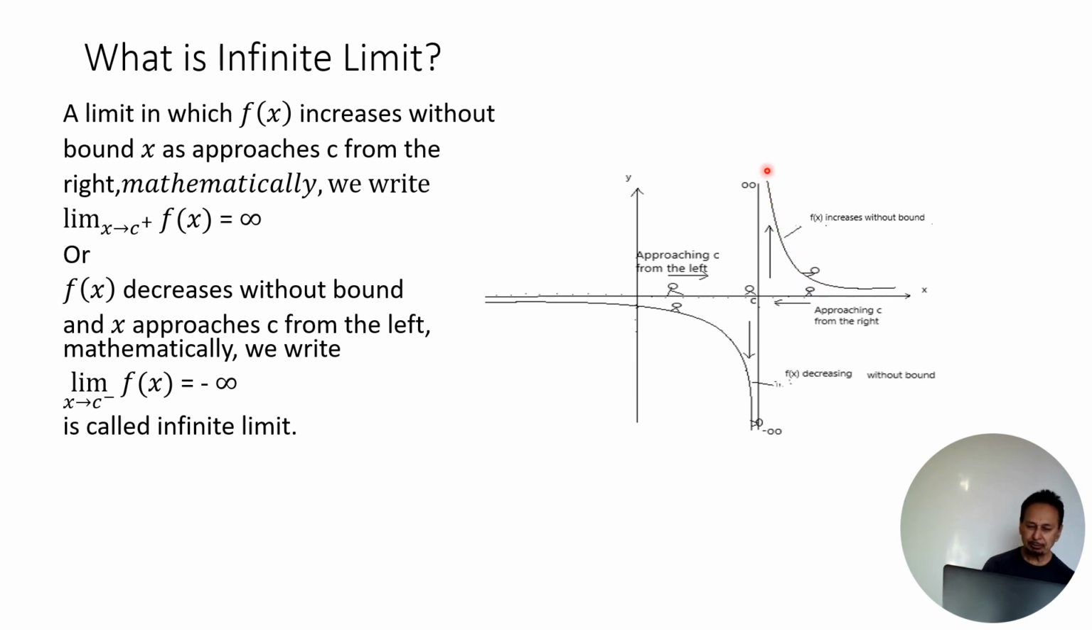So that's an infinite limit. Or f of x decreases without bound, just like in this picture. As you move from the left towards c on the x-axis, the graph is going downward, it decreases. And we write mathematically the limit as x approaches c from the left of f of x equals minus infinity. So both of these are called infinite limits.